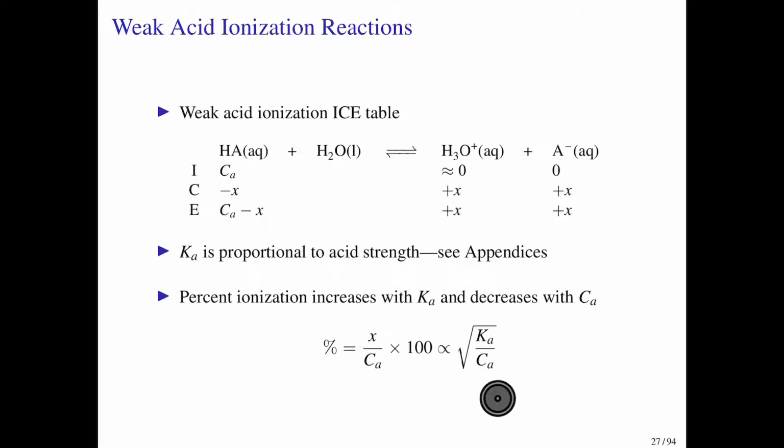I'm not going to prove this right now, but the percent ionization of weak acids increases with the value of Ka. In fact, it increases as the square root of Ka. So the larger the value of Ka, the more ionization you will have, and so the greater the percent ionization will be. Conversely, the percent ionization is inversely proportional to the square root of the initial concentration of the acid. So the larger the value of Ca, the smaller the percent ionization will be.